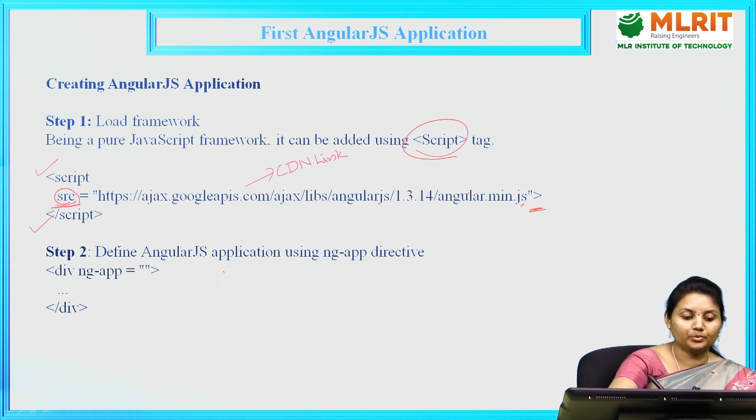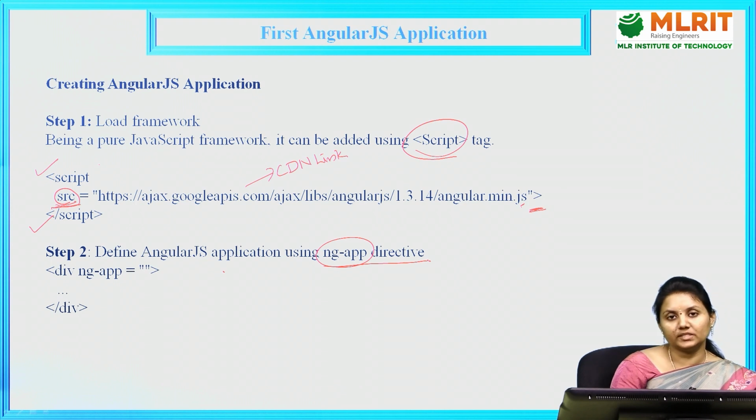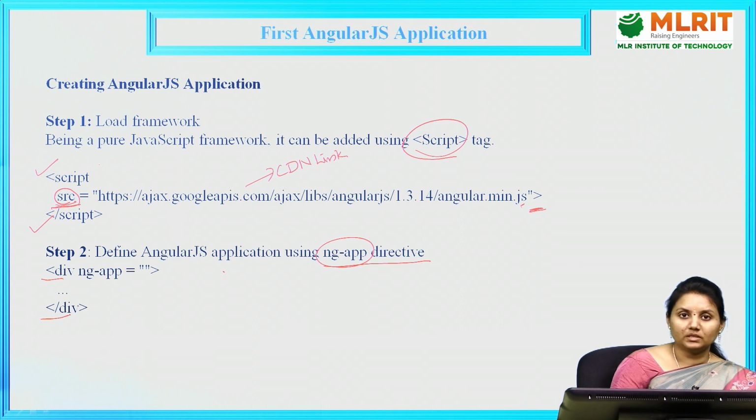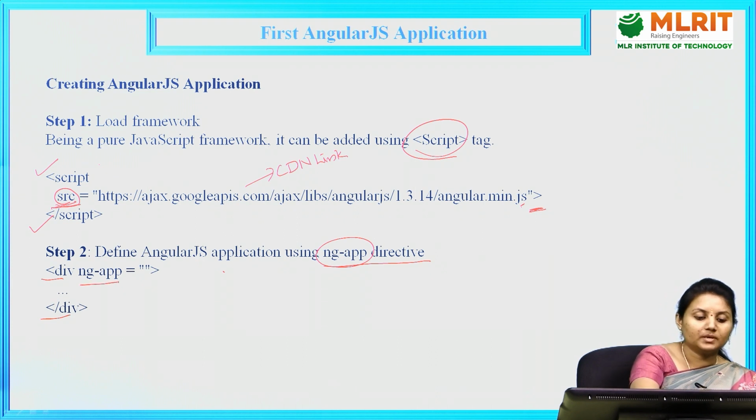Now what is step 2? Define the AngularJS application using the ng-app directive. Just before, I told you what the ng-app directive is, where it links the HTML file with your AngularJS application. So here we are using a div tag where we are dividing our HTML part into multiple parts. So div ng-app, a sub part of the app, we can give it here. Okay, ng-app, and here it is empty.